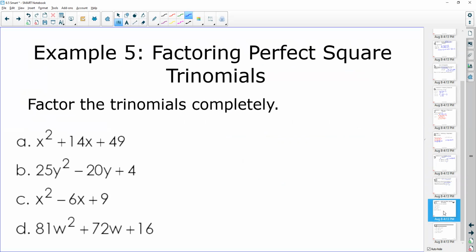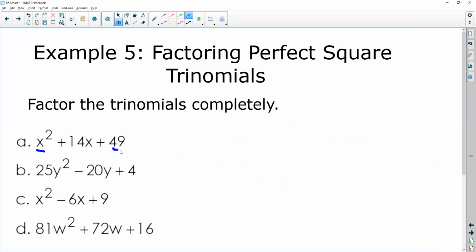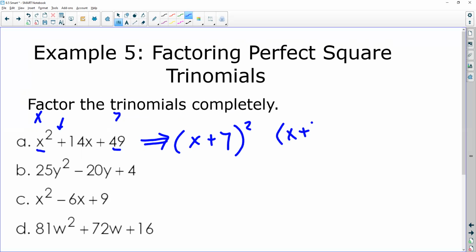So I'm going to look at the first one. X squared is a perfect square, 49 is a perfect square, so it might be a perfect square trinomial. The base of x squared is x. The base of 49 is 7. It's a and b. So if I do 2 times 7 times x, what do I get? I get 14x. So this is a perfect square. This is a positive 14x, so I'm going to have x plus 7 squared. Or I can write it as x plus 7, x plus 7.